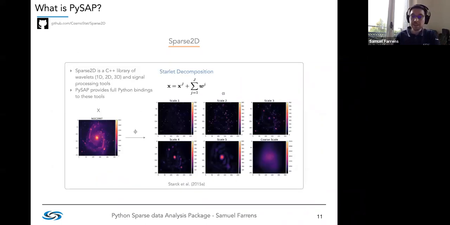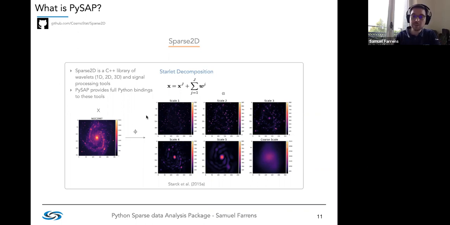So Sparse2D is written in C++, and PySAP provides full Python bindings to all of those wavelets. So that means that when you're working inside of a Jupyter notebook or any other Python environment, you can use all of these transforms in exactly the same way you would use any Python function within the PySAP environment.